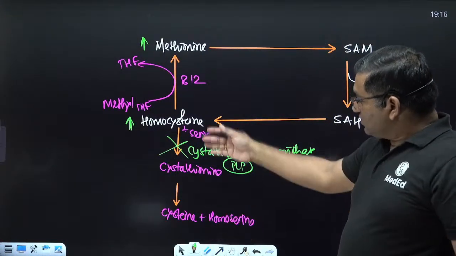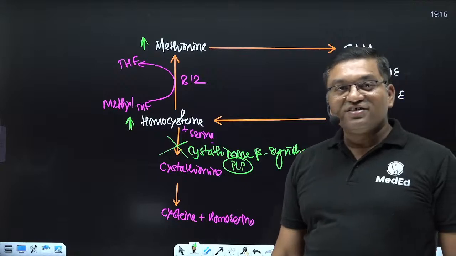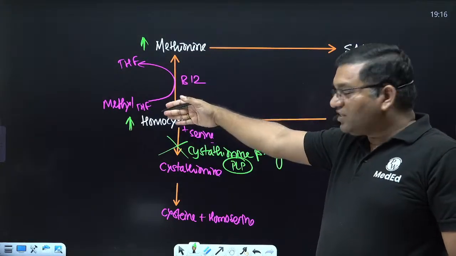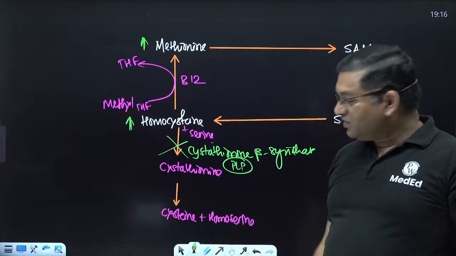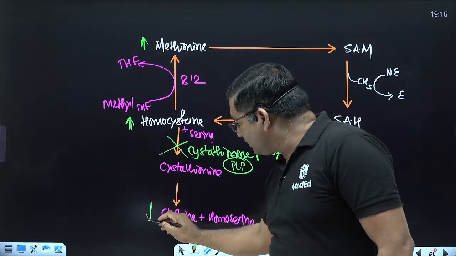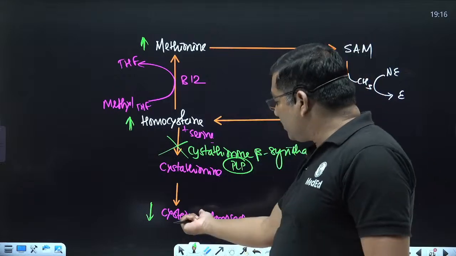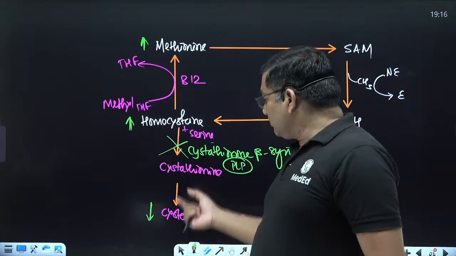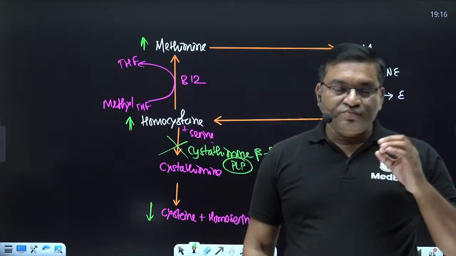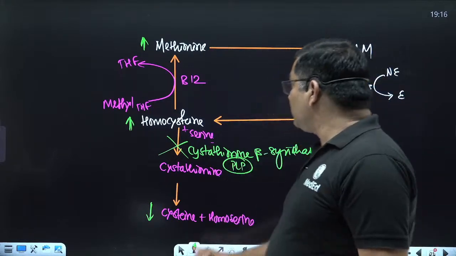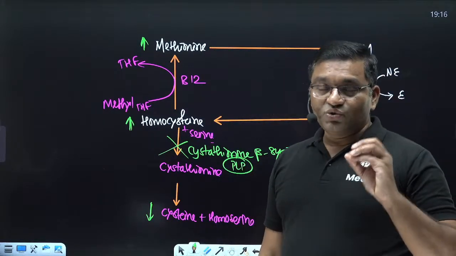Now, which amino acid synthesis will decrease here from this diagram? See, there is increased methionine and increased homocysteine level, but cysteine level will be decreased. So in the treatment, cysteine is given. Cysteine now becomes an essential amino acid in this patient, so cysteine supplementation is given. Got it? So this is homocystinuria.